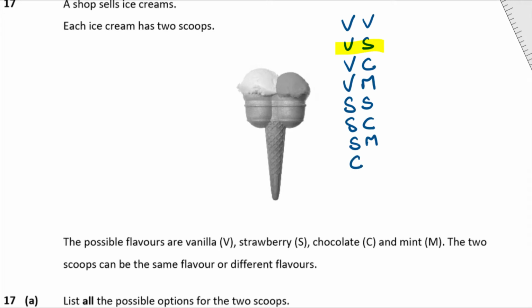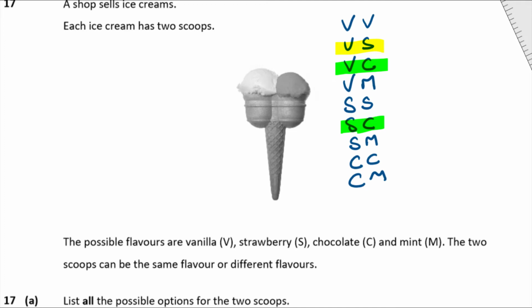Now again, we've already done chocolate vanilla. It was here, and we've already done chocolate strawberry. It was here. So we don't have to worry about those options because you can just turn the ice cream around, can't you? It's the same thing. So we're going to skip those first 2. So the only options we've got left really then are chocolate chocolate and chocolate mint.